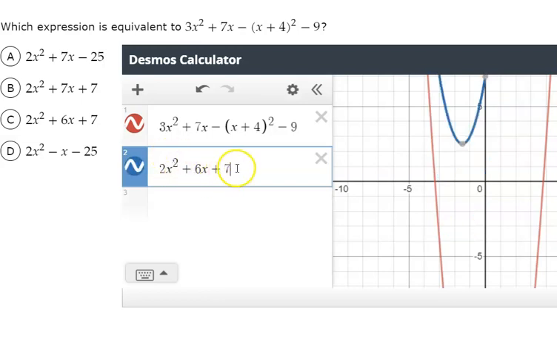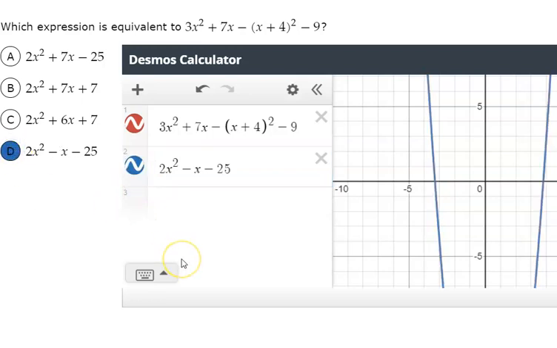The third one is 2x squared plus 6x plus 7. That doesn't match. So it must be the last one, 2x squared minus x minus 25, and that is the same parabola. If you turn it off and back on, you can see the red one is underneath, and so that would be the correct answer choice. You would choose that on your test.